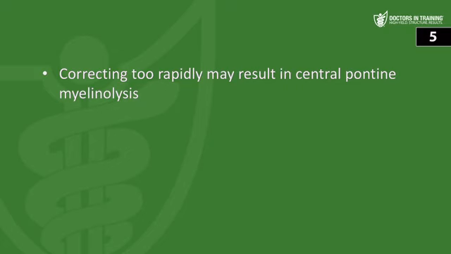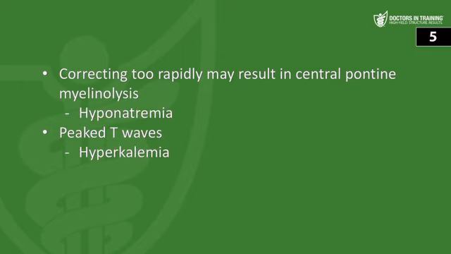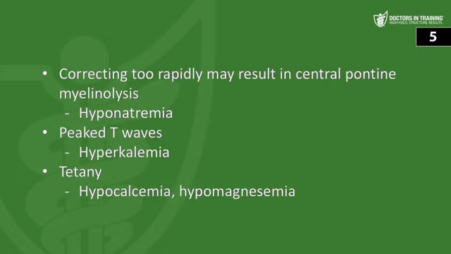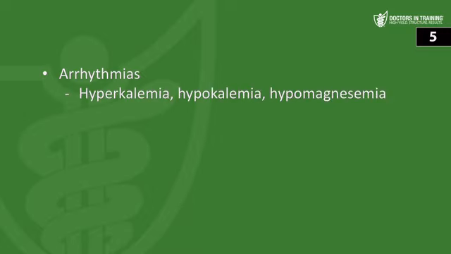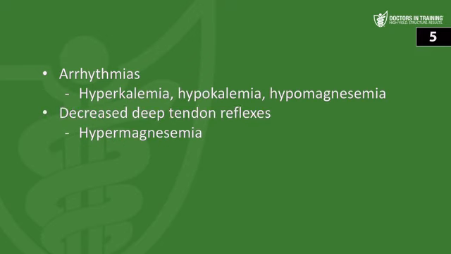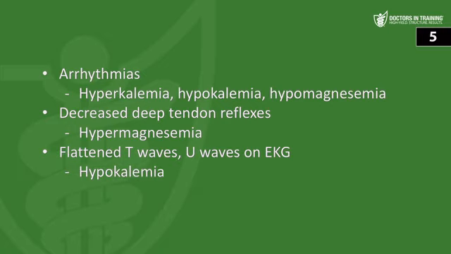First question, which electrolyte disturbance fits each of the following presentations? Correcting too rapidly may result in central pontine myelinolysis, is hyponatremia. Peaked T waves is hyperkalemia. Tetany would be seen with hypocalcemia and also hypomagnesemia. Arrhythmias could be hyperkalemia, could be hypokalemia, or could be hypomagnesemia. Decreased deep tendon reflexes are seen with hypermagnesemia. And then flattened T waves with U waves on EKG would be hypokalemia.